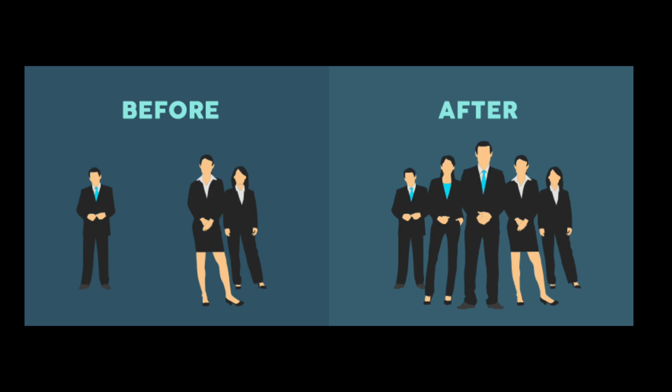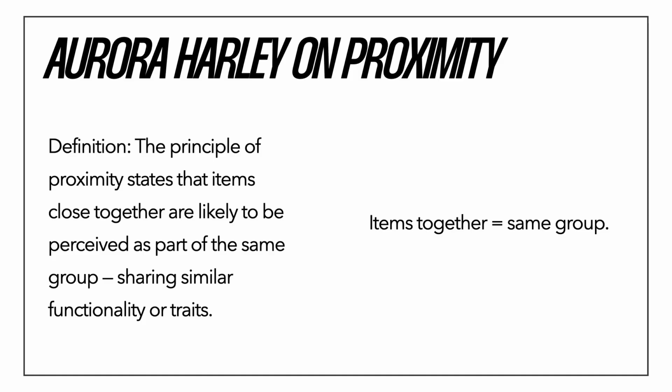It looks like everybody is a part of the business. They're all together. They're all one team. And that is proximity. The principle of proximity states that items close together are likely to be perceived as part of the same group, sharing similar functionality or traits. So basically, items that are together are going to be of the same group.